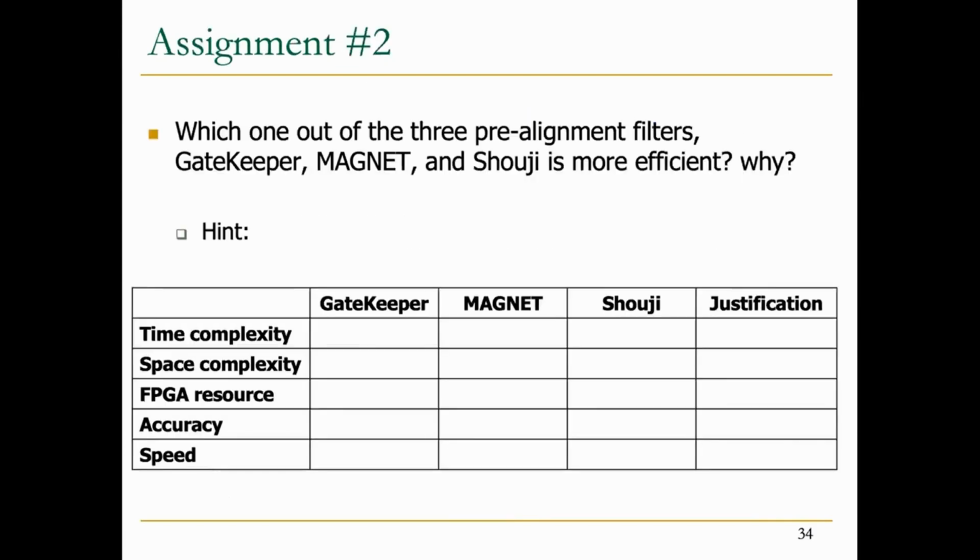Yeah, this is the homework. So now you're given Gatekeeper, Magnet, and Shouji. Can you summarize the time complexity, space complexity, FPGA resources, accuracy, and speed? Yeah, I need your help to solve this, to summarize these metrics, and tell me, based on this, which one is better, okay? Now, this is an optional homework, up to you if you want to solve it or not, but if you did, please send it over email, and we can discuss it.